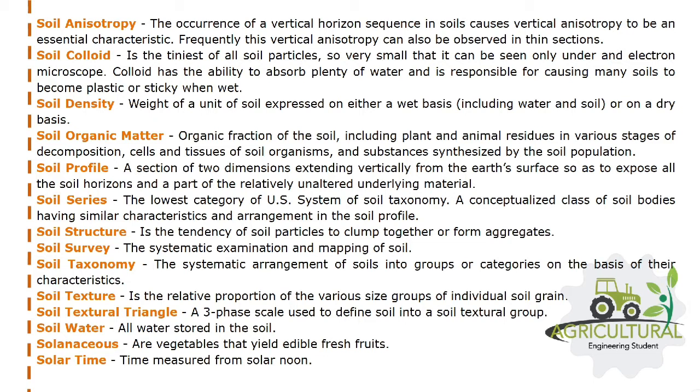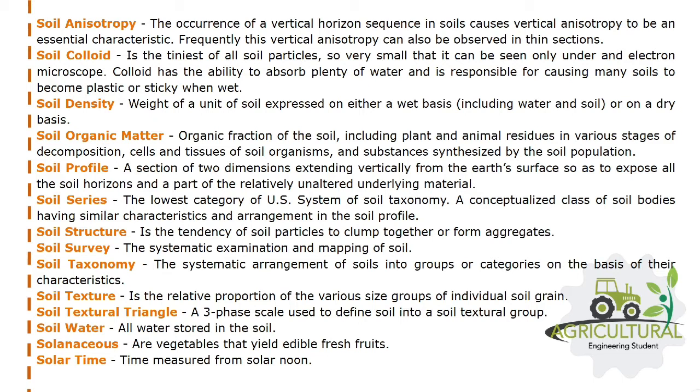Soil survey, the systematic examination and mapping of soil. Soil taxonomy, the systematic arrangement of soils into groups or categories on the basis of their characteristics. Soil texture is the relative proportion of the various size groups of individual soil grain. Soil textural triangle, a 3-phase scale used to define soil into a soil textural group. Soil water, all water stored in the soil.